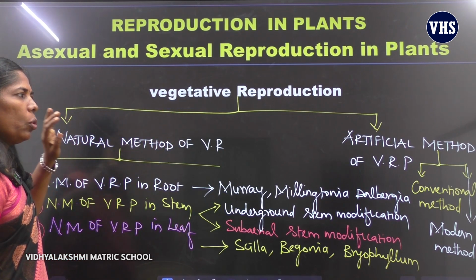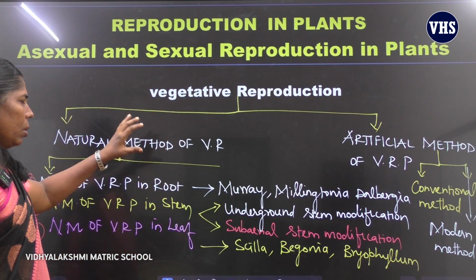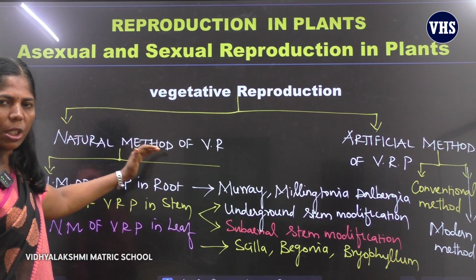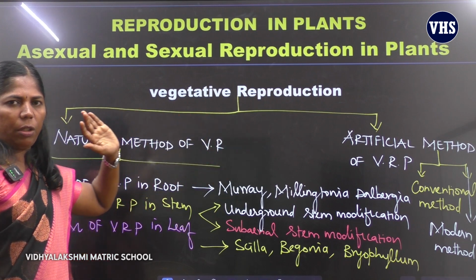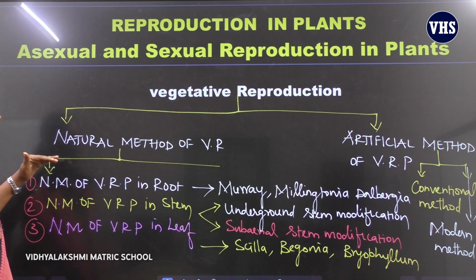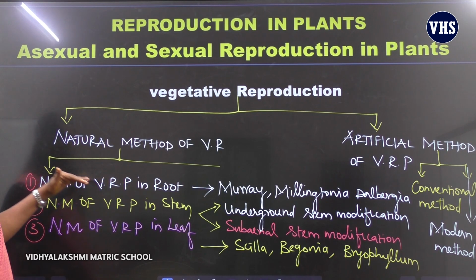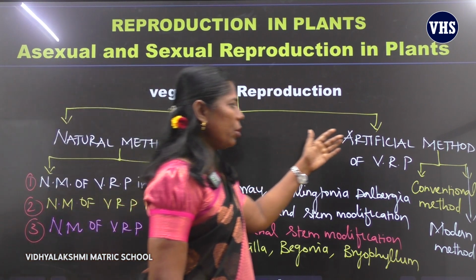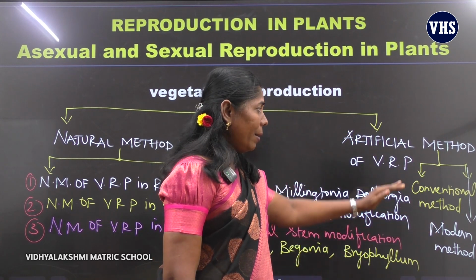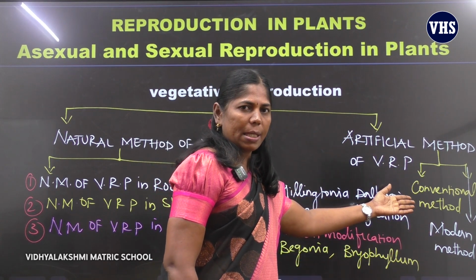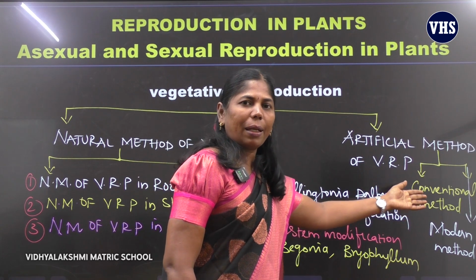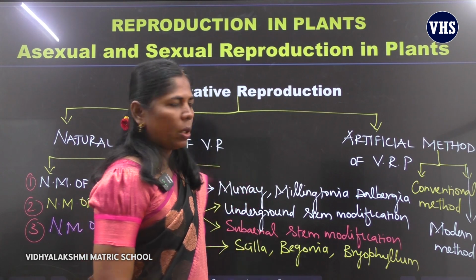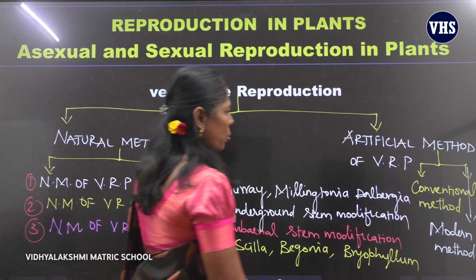Sometimes a 2-mark or 3-mark question may be asked: write the schematic representation of vegetative reproduction. It is divided into the natural method and the artificial method. In the natural method, we study root, stem and leaf. The artificial method has the conventional method and the modern method. Under the conventional method, we study grafting, layering and cutting. The modern method is the plant tissue culture method. Next we are going to see the first one, the natural method.